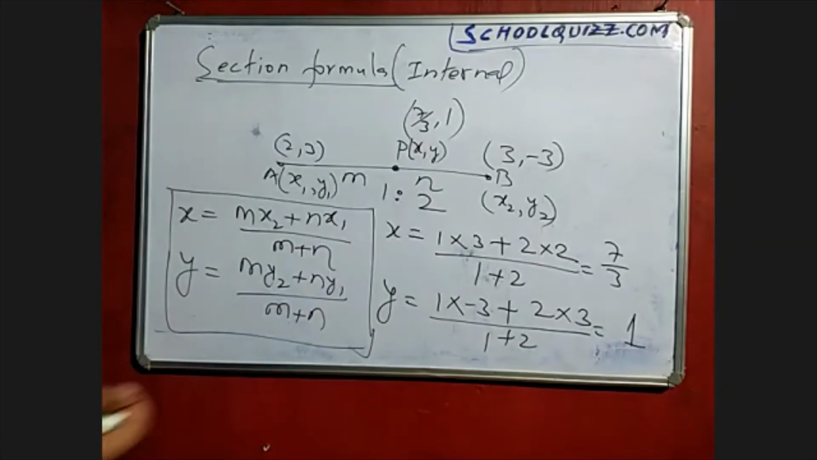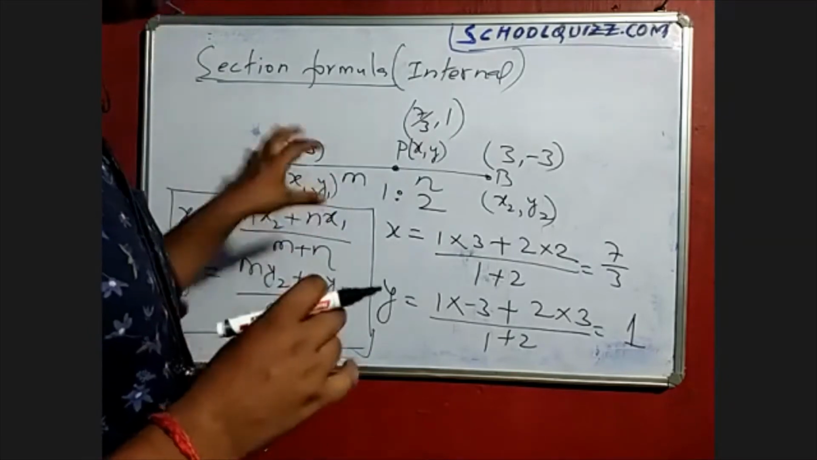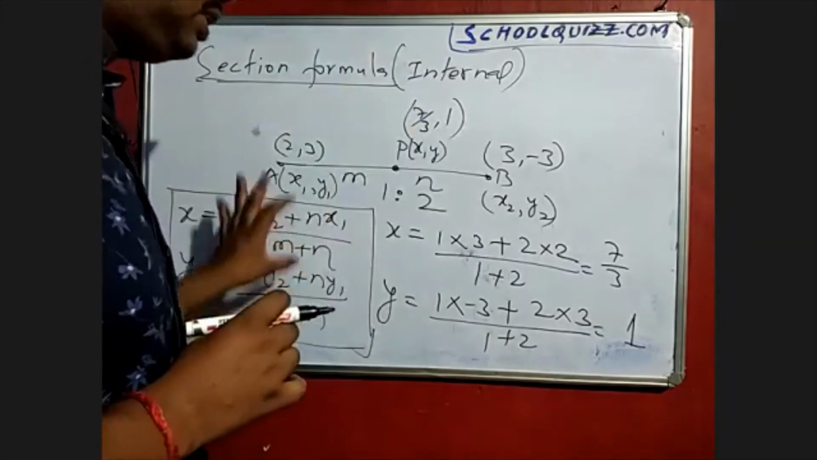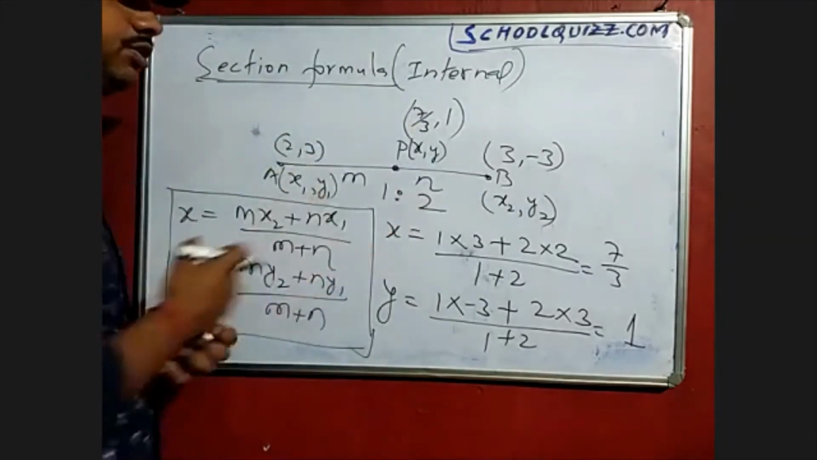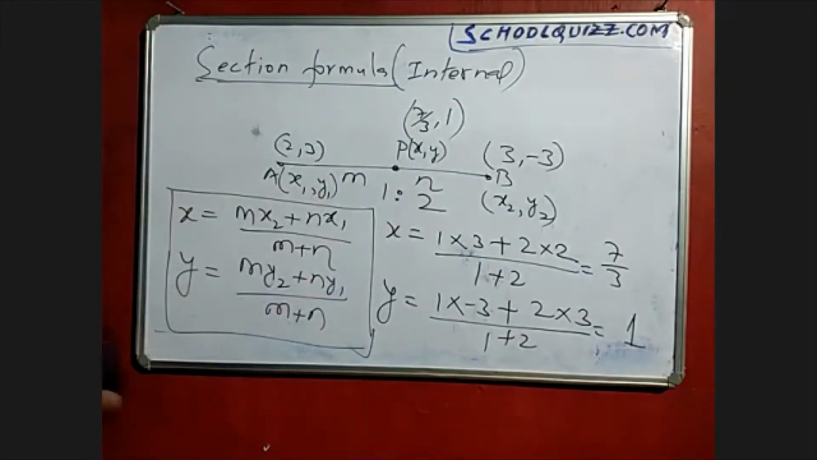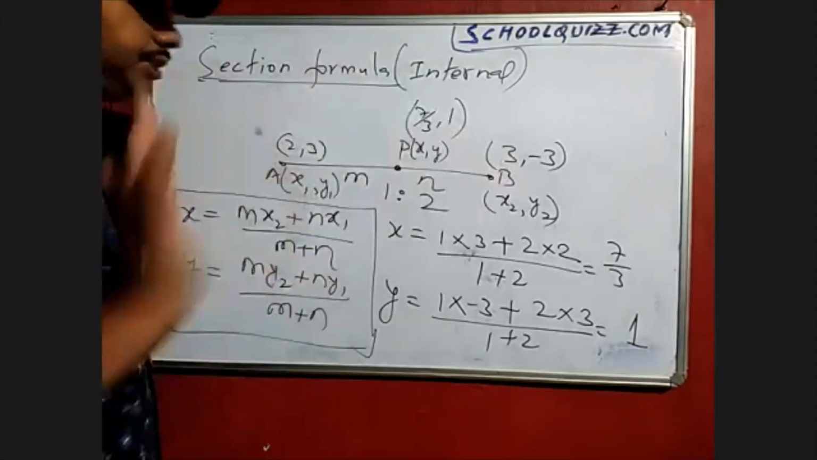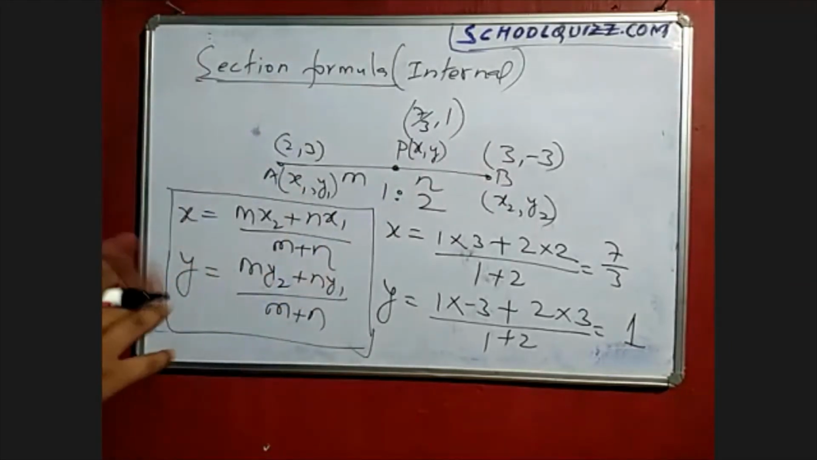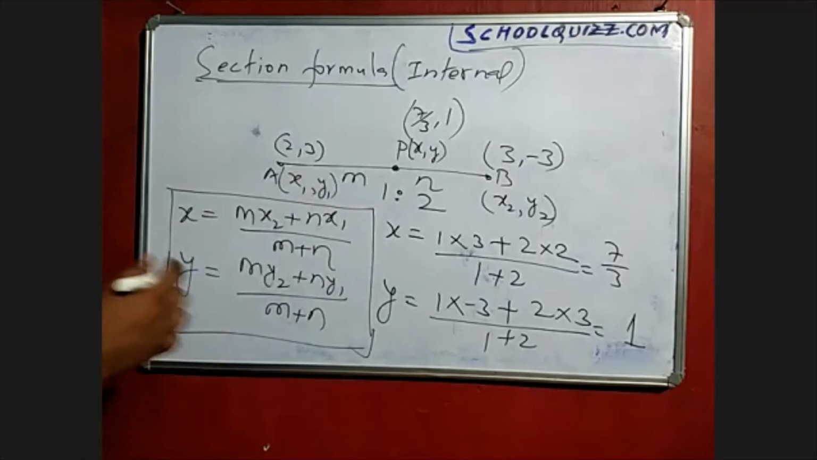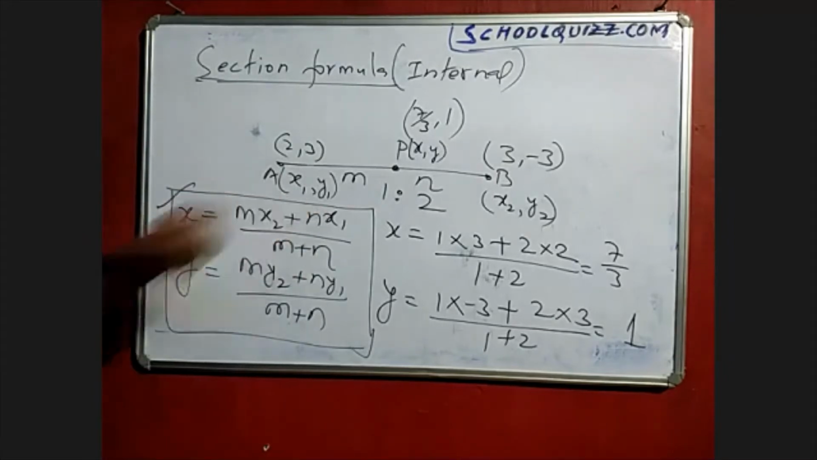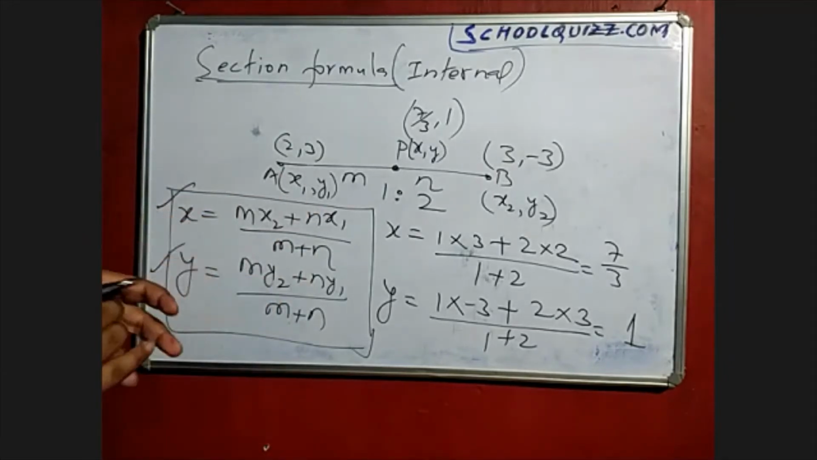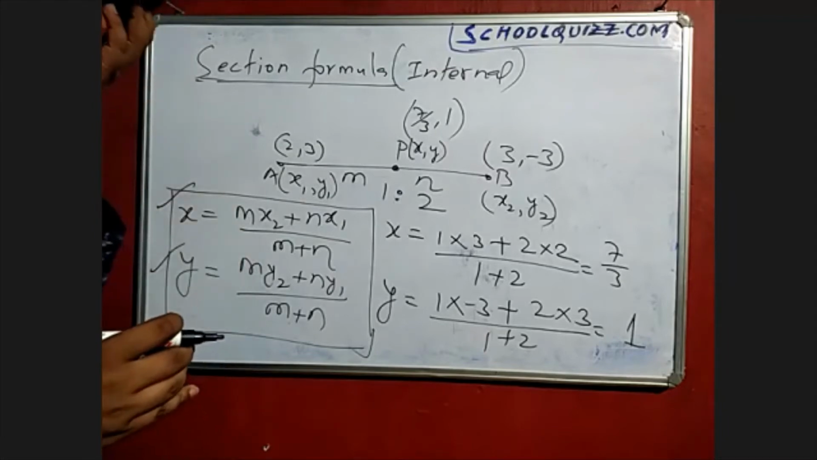Sometimes they will give you the two points and ask how the ratio can be calculated. Or if they give you these three points and ask for m and n, you can get it from this formula also, no issue with that. Substituting x, x2, x1, y2, y1, you will get an equation in the form of m and n.